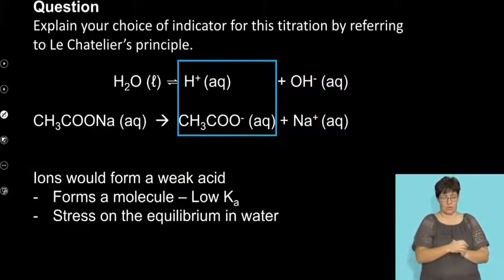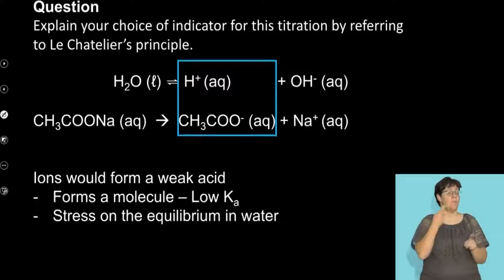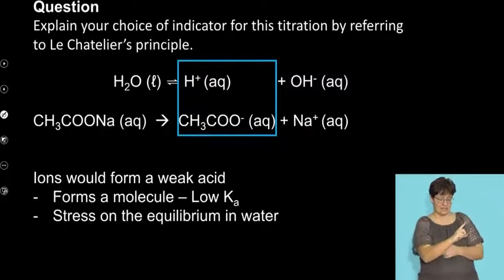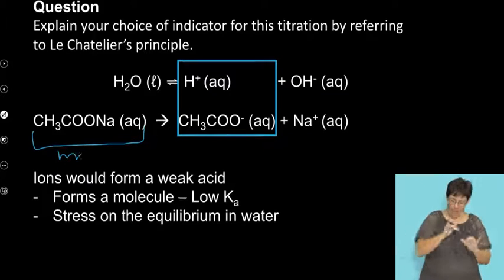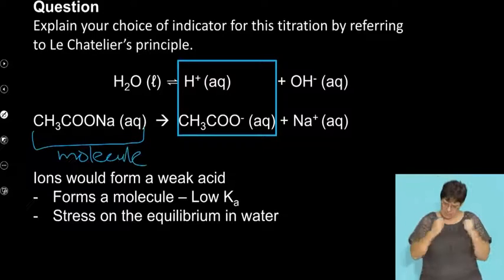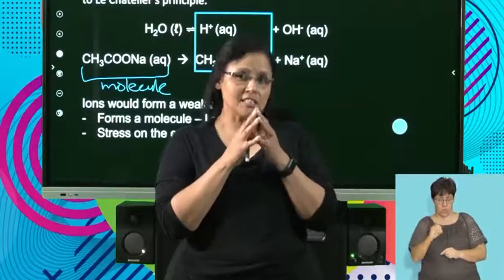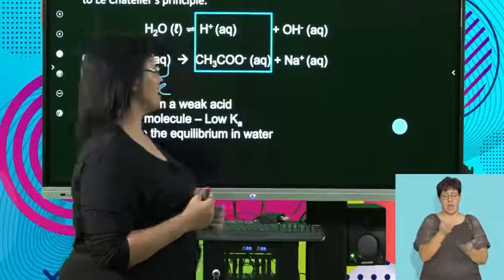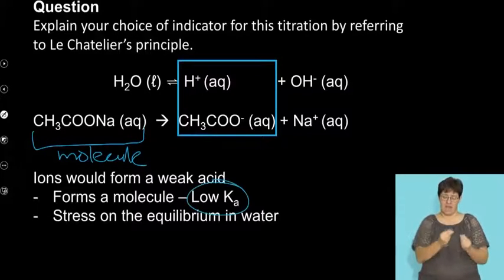When we look at the acetate ion and the hydrogen ion, or the proton, these ions come from a weak acid, and this weak acid will always try to remain in molecule form and not in ionic form. So this hydrogen ion and the acetate ion will now react, and it will shift the equilibrium to the left and form a molecule, which means that we will have a low Ka value there.